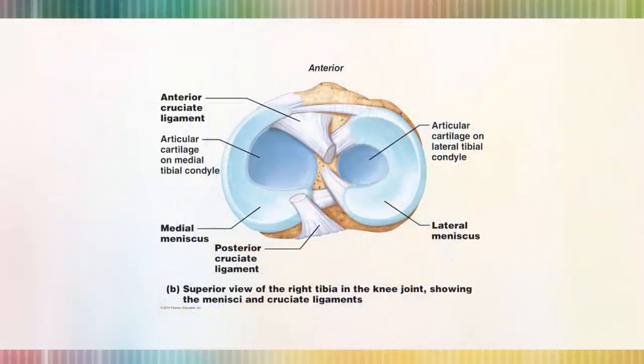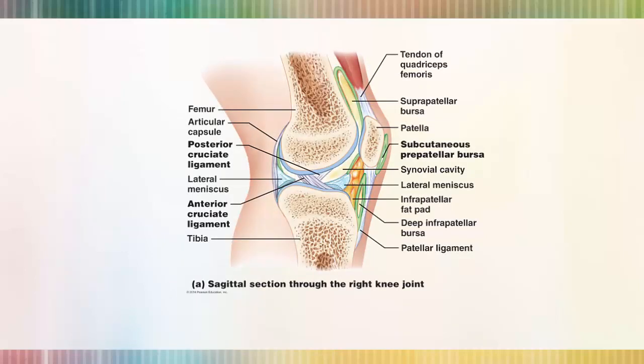Now, taking a look at a couple of other pictures from your textbook, this is a superior view of the joint, showing very nicely the menisci, the medial and lateral menisci, and you can see how they form almost a concavity for the femoral condyles to sit into, and then you can see the cut posterior and anterior cruciate ligaments here. This is a sagittal view showing the joint cavity very nicely.